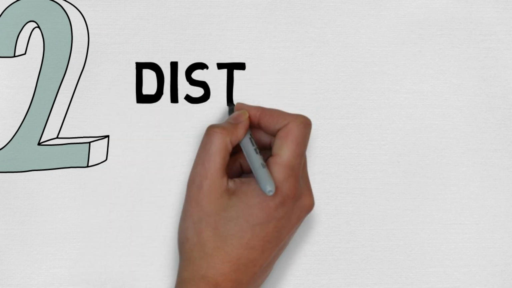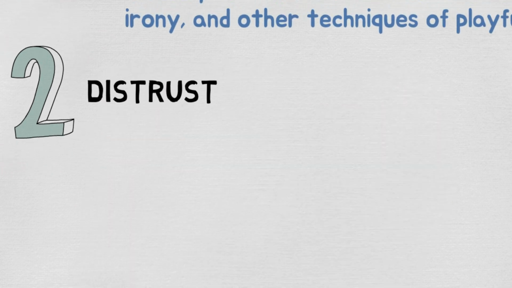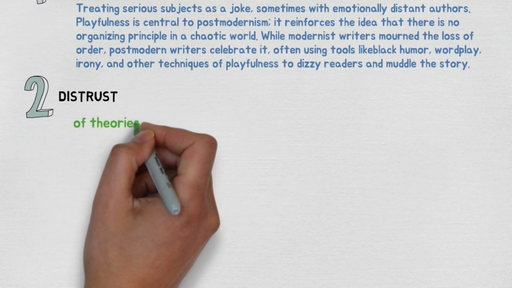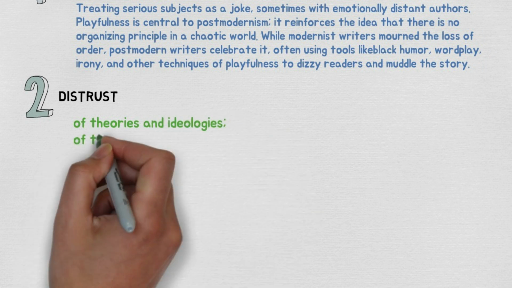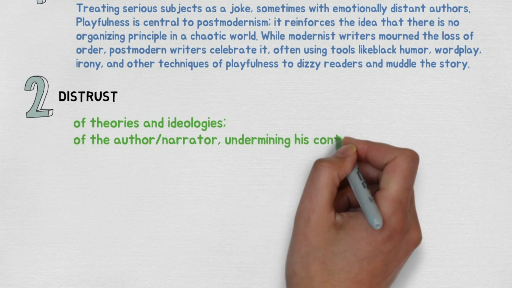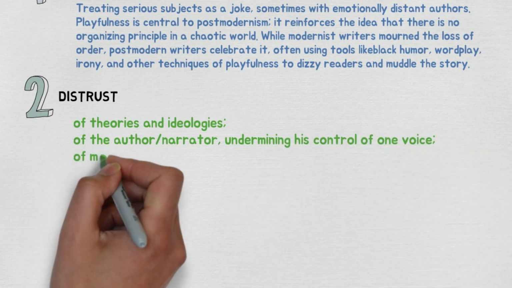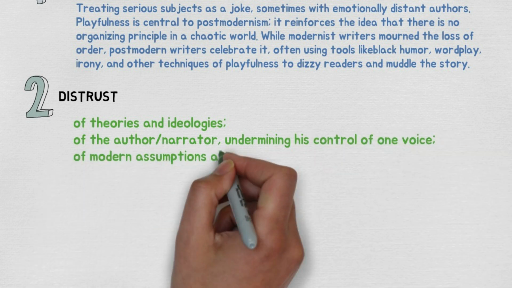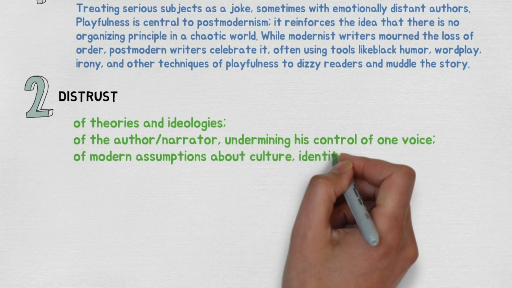Number two element of postmodernism is distrust. Distrust of theories and ideologies, distrust of the author and narrator undermining his control of one voice, distrust of modern assumptions about culture, identity, and history.